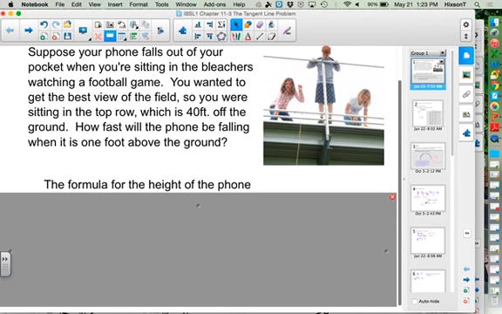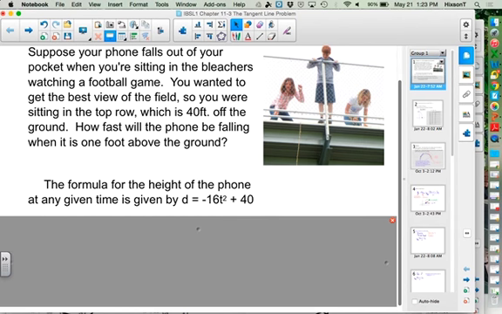So the height of this phone at any given time, we're going to use D, its distance off the ground, is negative 16t squared plus 40. Why do I have the plus 40? That's how high we started. So, that's going to be our formula.